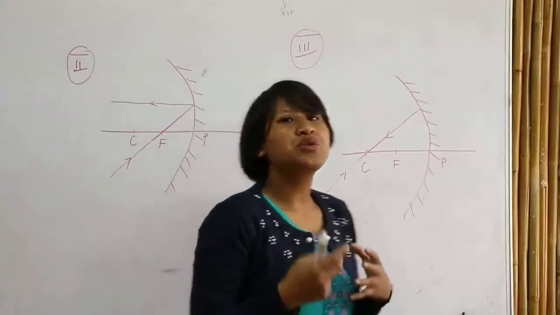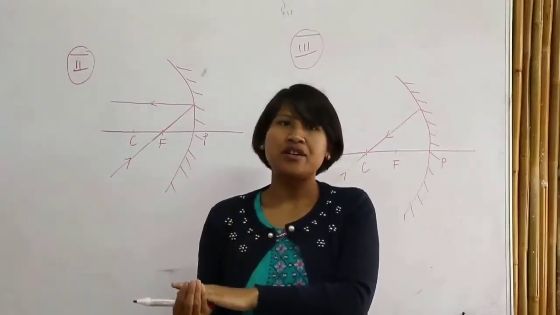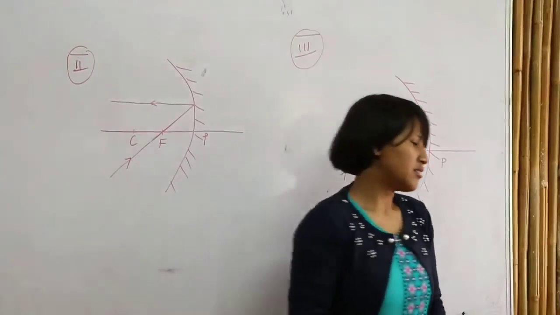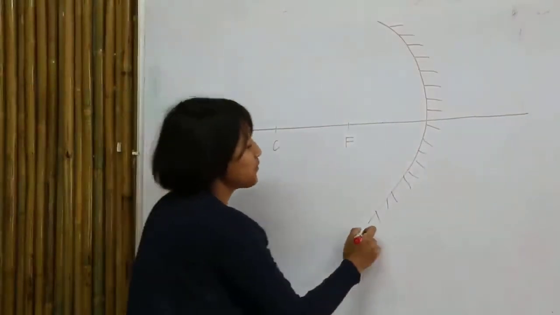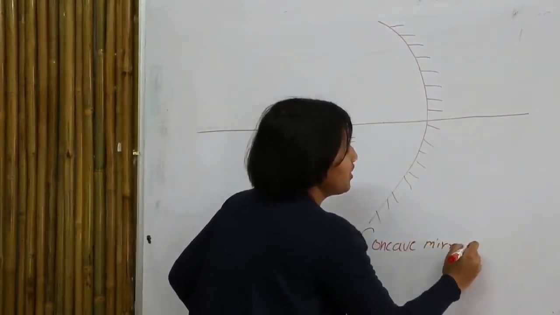So now we'll be doing the image formed by a concave mirror by using ray diagrams. Suppose we have a concave mirror.